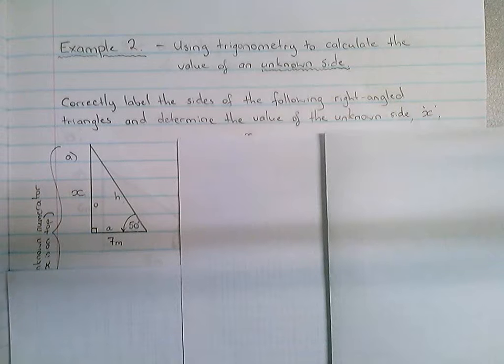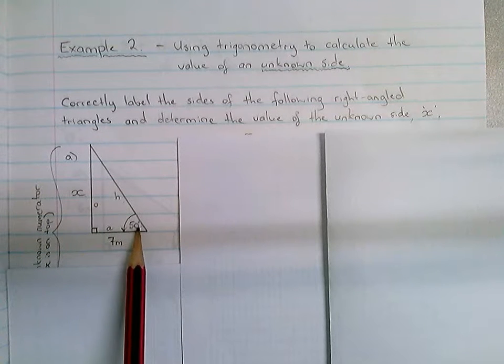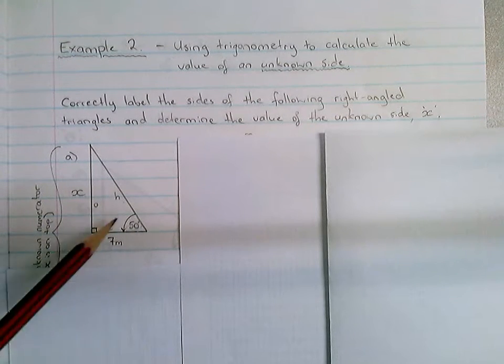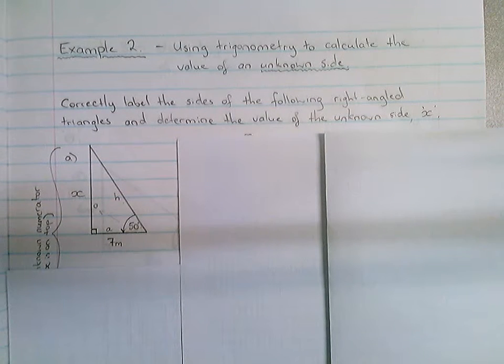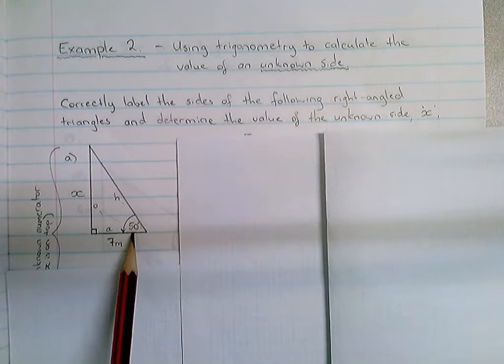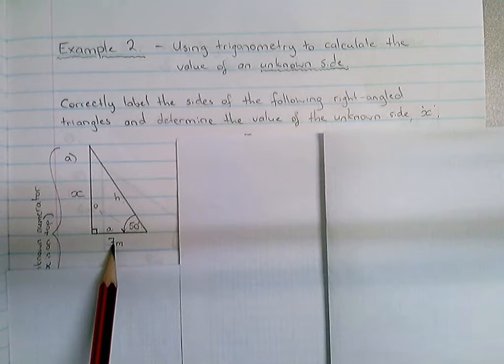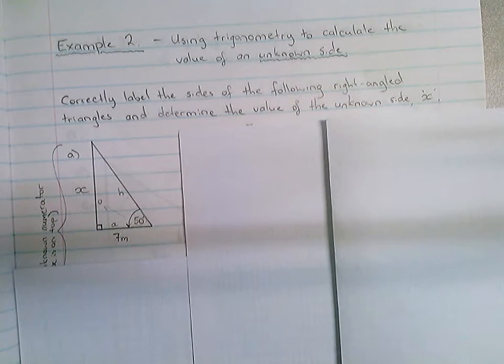Our opposite side is going to occur opposite the angle in the question. Here's our angle in the question, therefore our opposite side is there, leaving our adjacent side remaining. Adjacent meaning next to the unknown angle, or next to the angle in question, 50 degrees, therefore 7 metres is next to 50 degrees. Thus it's adjacent.